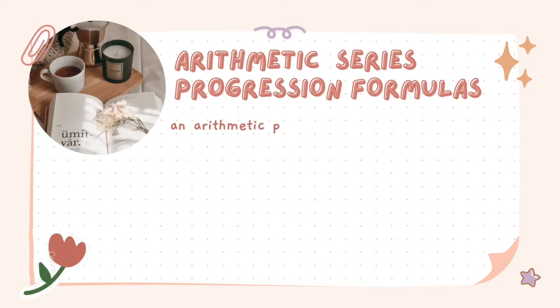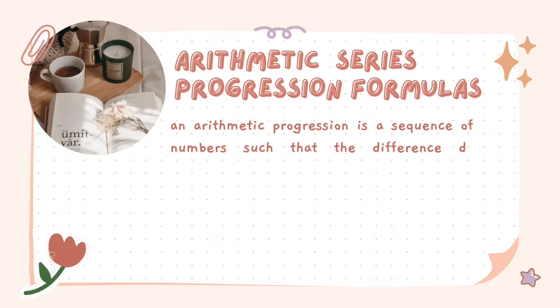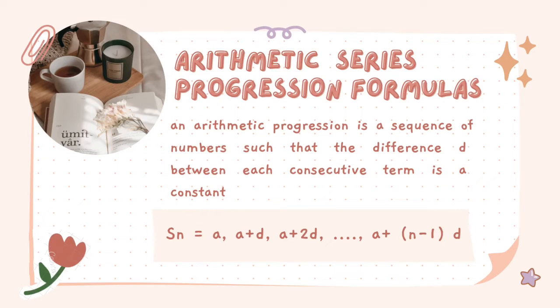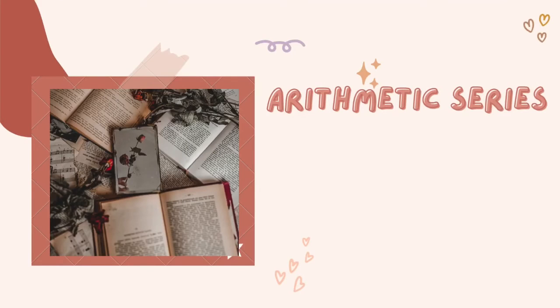An arithmetic sequence is a sequence of numbers such that the difference D between each consecutive term is a constant. The arithmetic series is just the sum of an arithmetic sequence. You can see the formula on the slide now. Let's call the arithmetic series S sub n. And the sum of these two will be, for example, the first one of these terms, I'm going to have A plus n minus 1 times D.